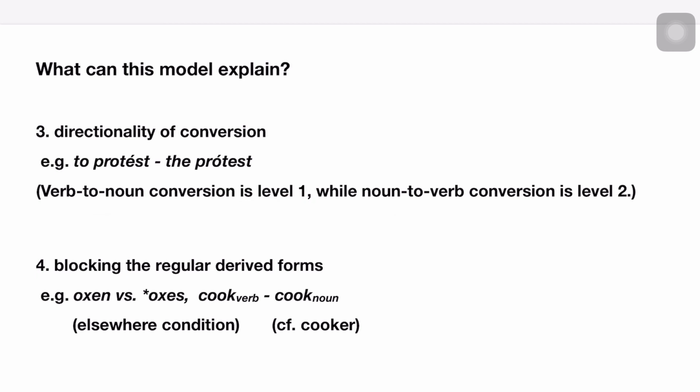The last one is that we see some regular derived forms are blocked. Oxes is unlikely because oxen is a more marked, less regular plural alteration of this word. We call this the elsewhere condition. By this rule, more regular forms are adopted only when irregular forms are inadequate for derivations. Also, when it comes to cook as a verb, we can say that a word that means a professional who does cooking is not cooker, but cook. This is also because level 2 morphological affixation or addition is unlikely after conversion.